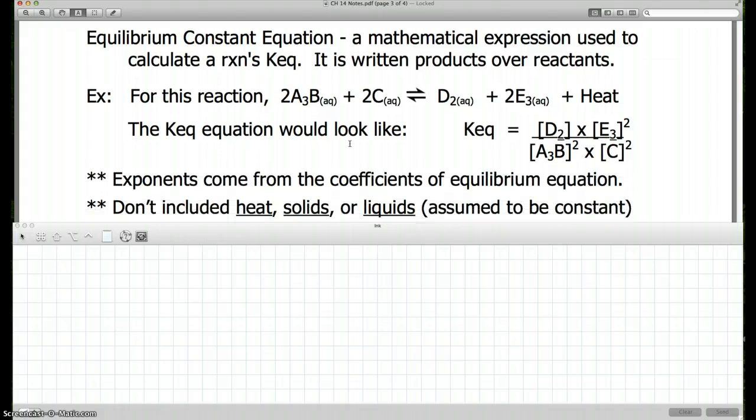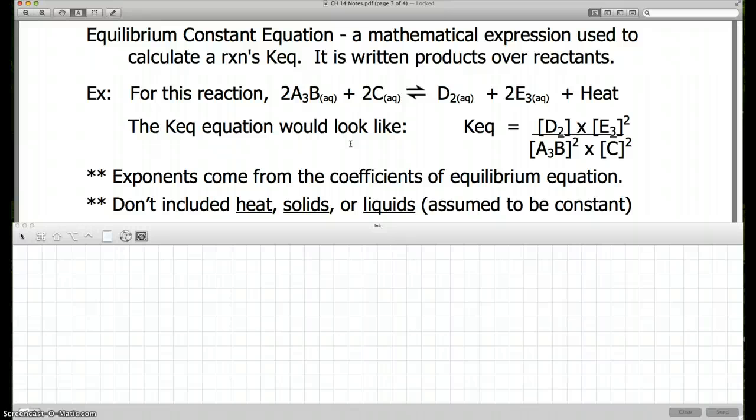Now the only things you include in a KEQ are things that we can have a mixture of, a concentration of. So aqueous or gases. Those are two things that we can have concentrations of. If we have heat, a solid, or a liquid, we ignore them. We assume those are constant and we ignore them for the KEQ, so we don't include them.